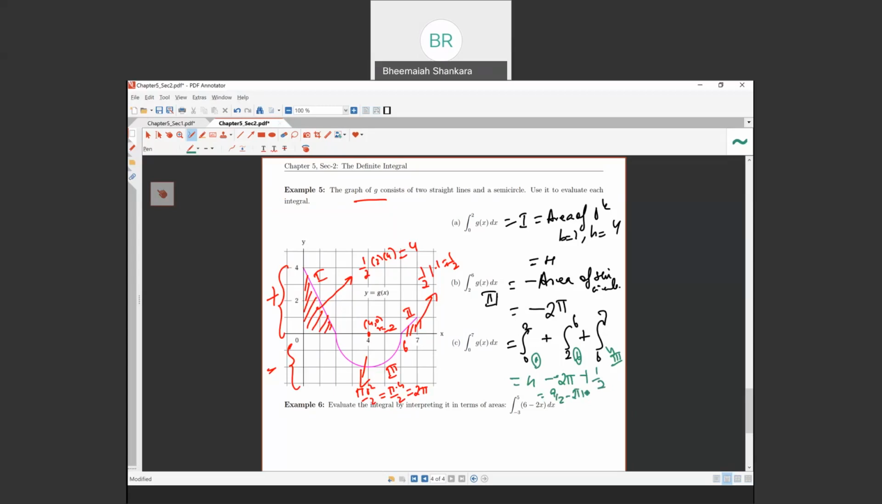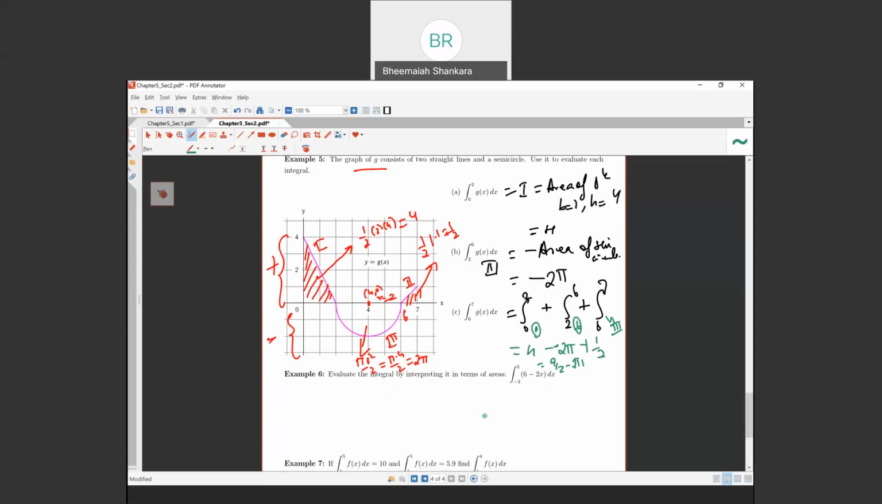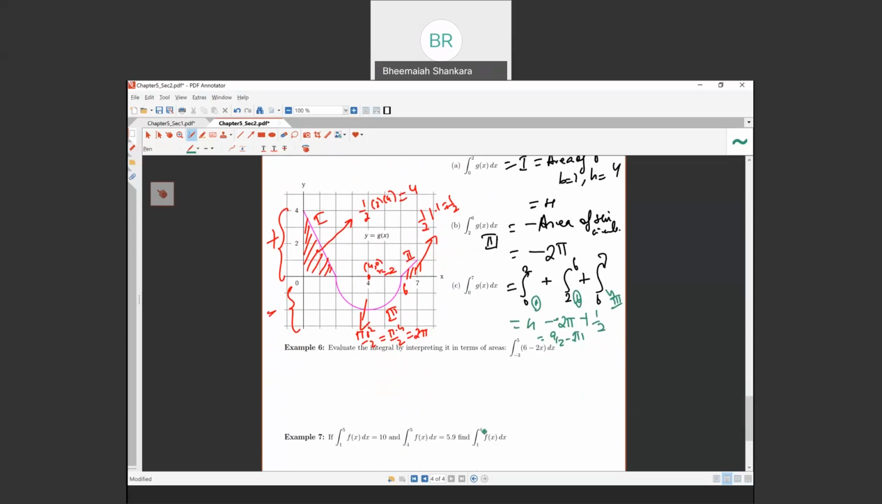So this is one way of calculating area under the curve using the geometrical figure, which looks like a nice rectangle or a triangle or a semicircle. The next problem, evaluate the integral by interpreting it in terms of area, negative 3 to 5, 6 minus 2x dx. So first let's draw the 6 minus 2x graph, which is a straight line.